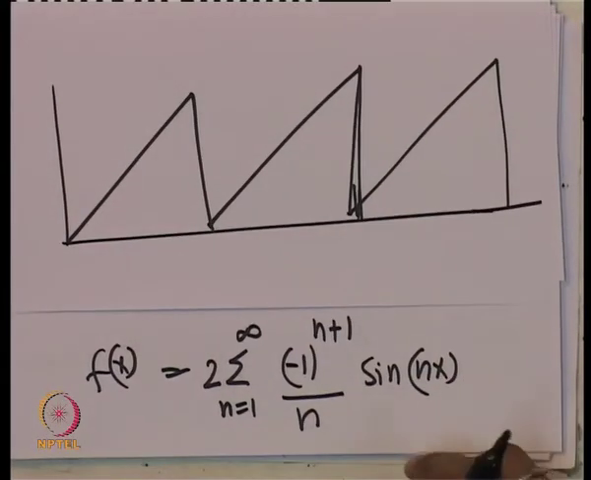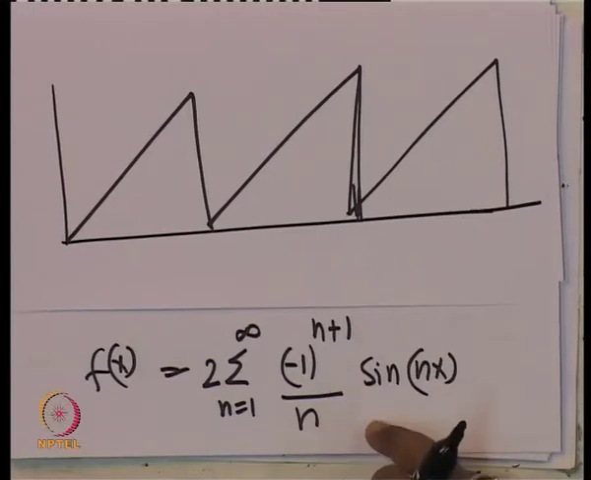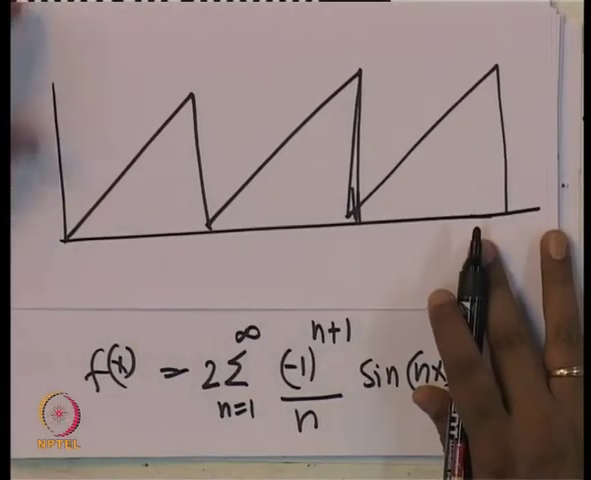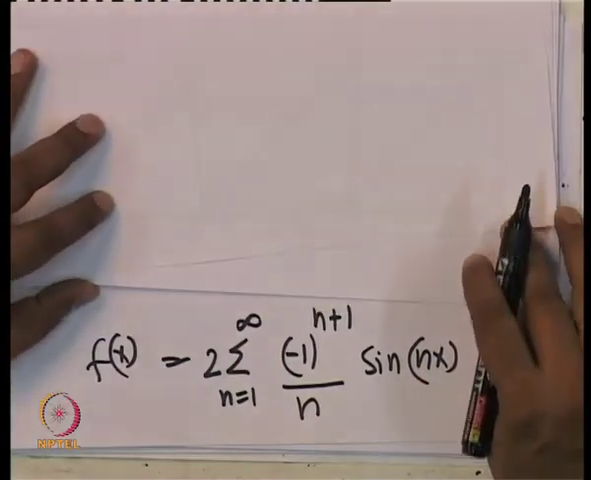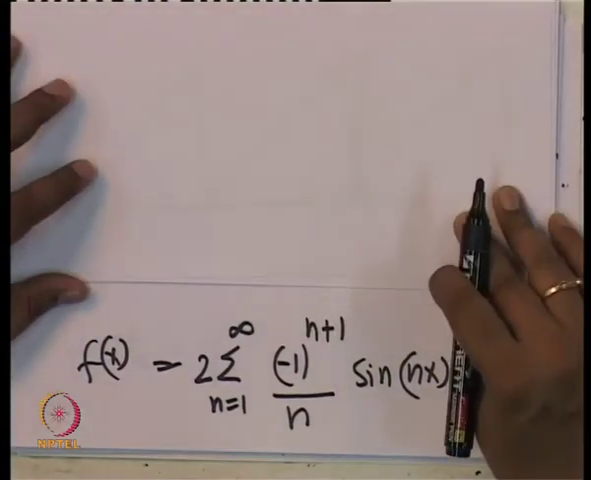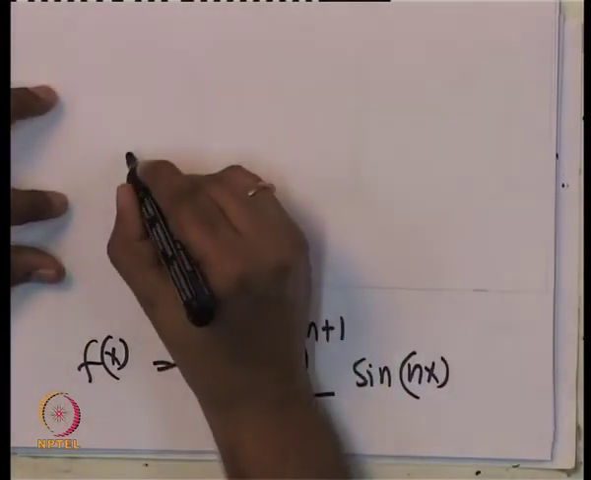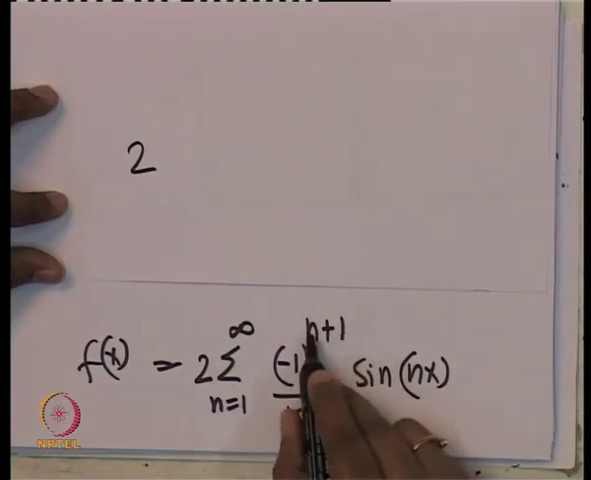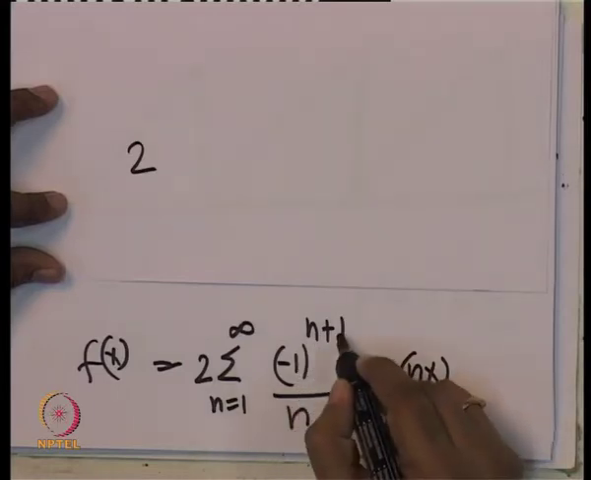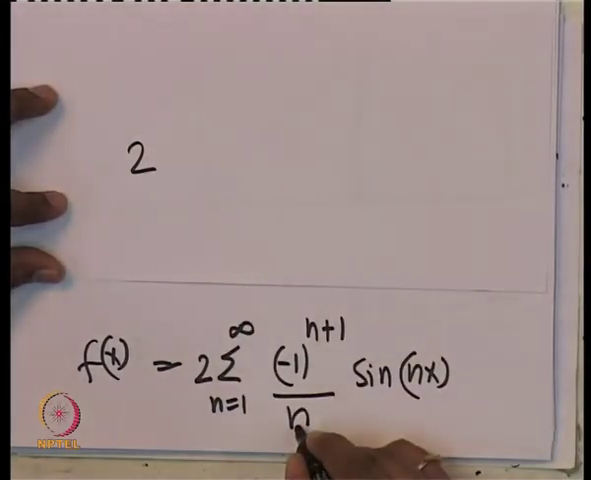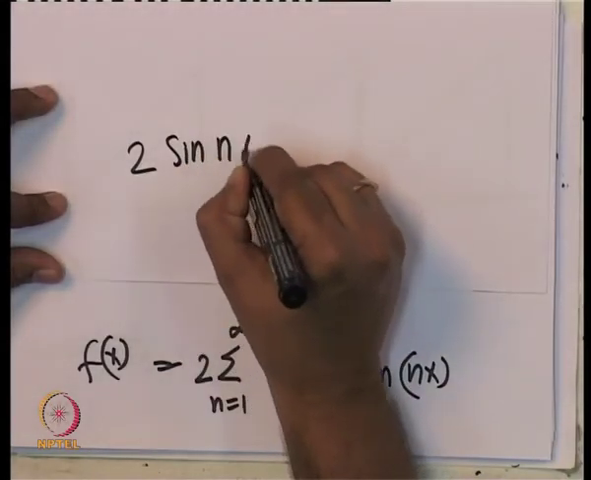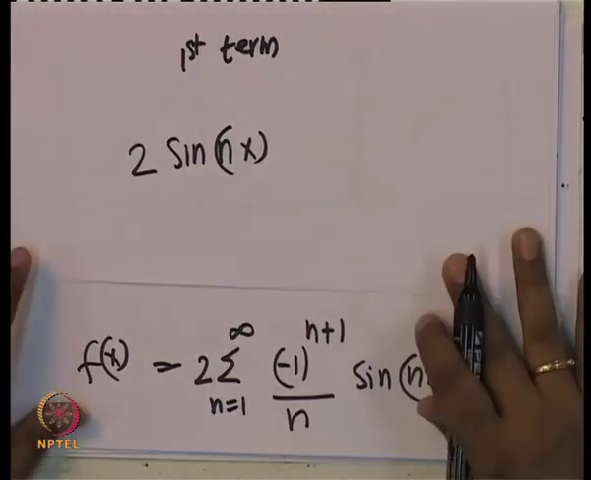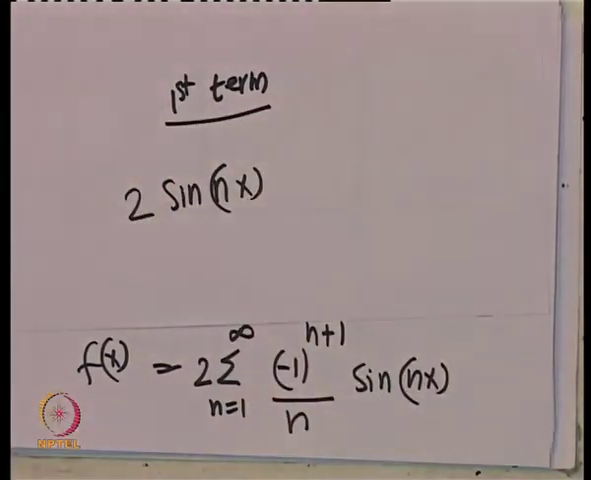So, now let us examine this. Let us plot this. Now let us take only the first term. So, what is the first term? Just take only one term in the sum. So, the first term is 2 times n equal to 1. So, minus 1 power n plus 1, n is 1, so n plus 1 is 2. Minus 1 power 2 is 1. 1 by n is again 1. So, this is 2 sin x. So, this is the first term. First term is 2 sin x.